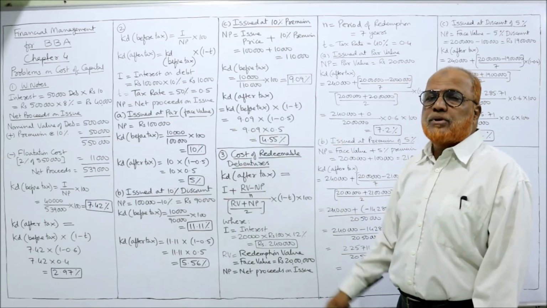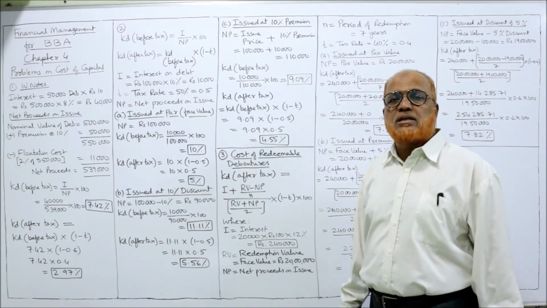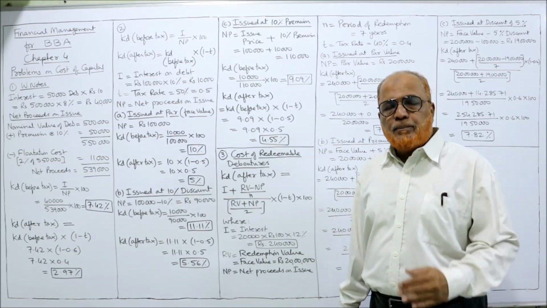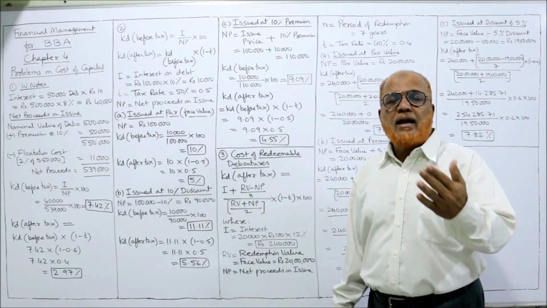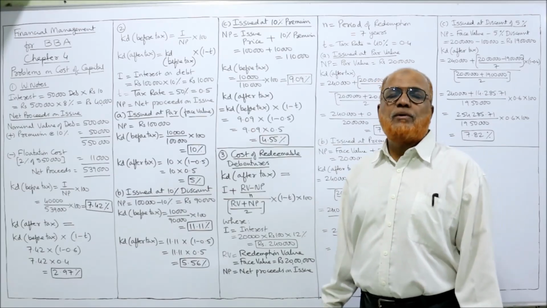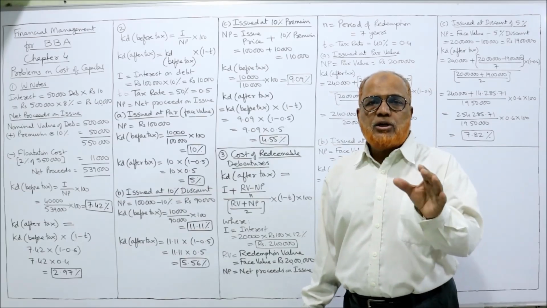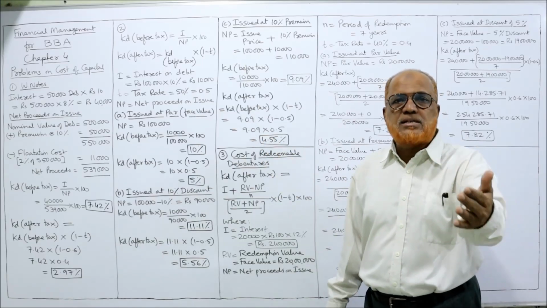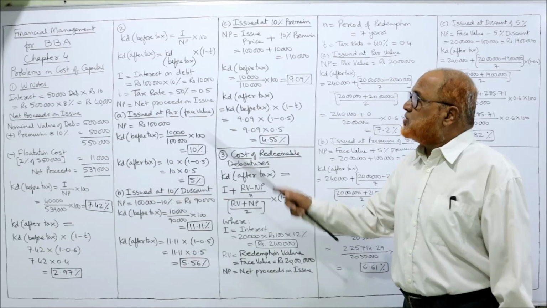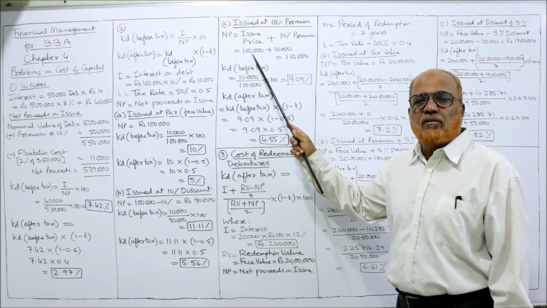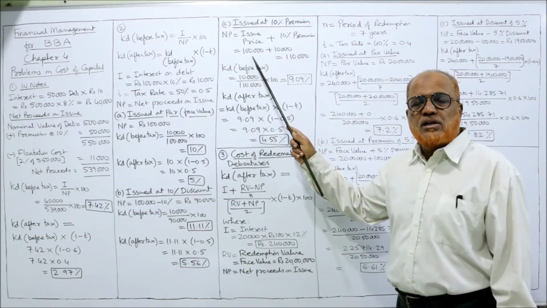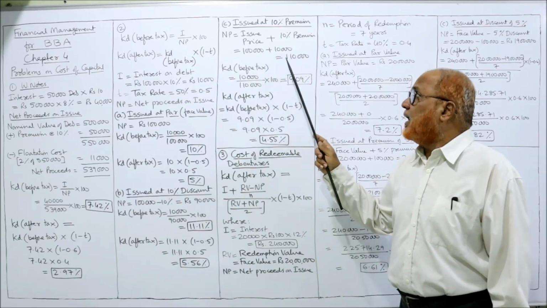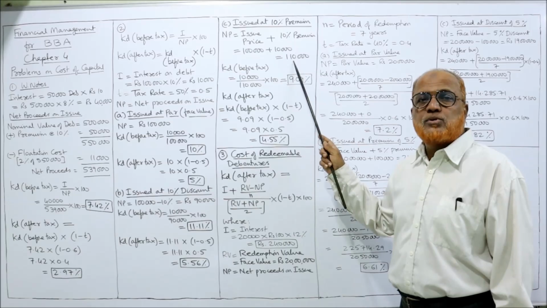Now issued at 10% premium, third and last case. 10% premium. When premium is there, we have to add up the premium to the face value. So net proceeds is equal to face value plus 10% premium. Face value is 1 lakh. Nominal value is 1 lakh. 10% of 1 lakh is 10,000. So 1 lakh plus 10,000, 1 lakh 10,000. This is the net proceeds.